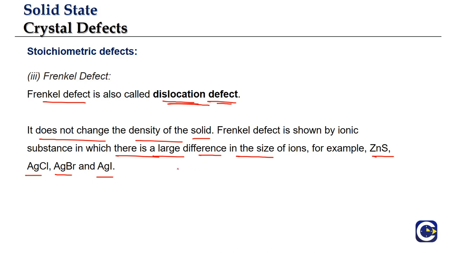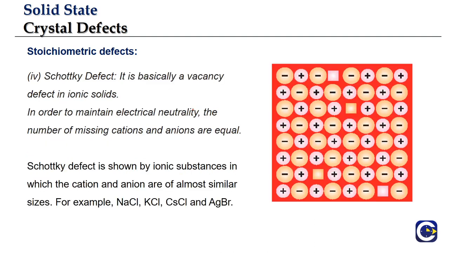the substances having a large difference in the size of ions generally will be showing the interstitial or the Frenkel defect. Okay, so the thumb rule here, we are saying it is not that Frenkel defect is only shown by the species having a large difference. This is just a broad guideline that we're talking about. Okay, so the other name for the Frenkel defect is what? Dislocation defect. Frenkel defect can also be called dislocation defect. And as a result of Frenkel defect, density will not change, because it is a combination of vacancy defect and interstitial defect.